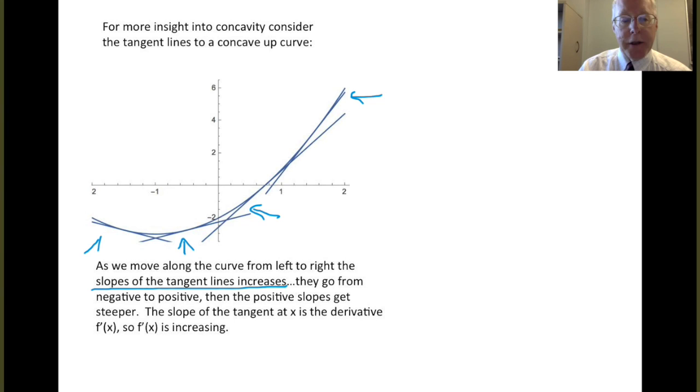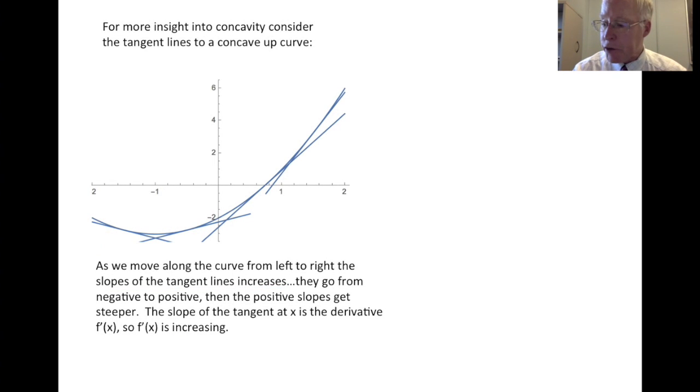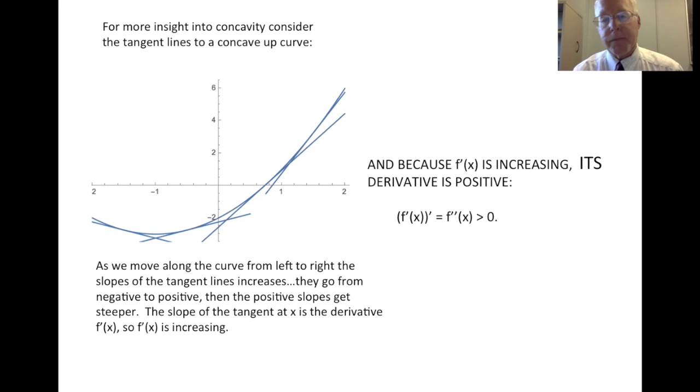Okay. Now, the slope of the tangent at a point x is the derivative. So if these tangents are getting steeper, that is, if the slopes are getting bigger, then the derivative f prime is increasing. Now, increasing is a good word because we know something about increasing functions. So what this means is this. Because f prime is increasing, its derivative is positive. So if we look at f double prime, that will be bigger than 0.